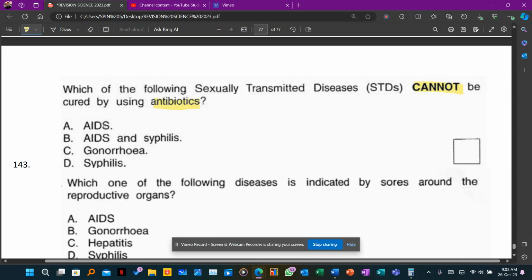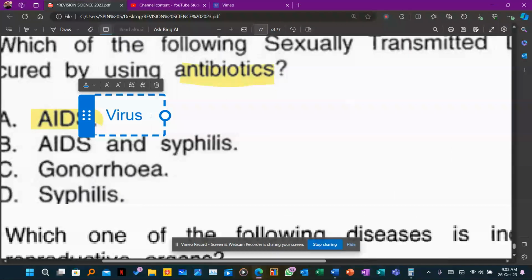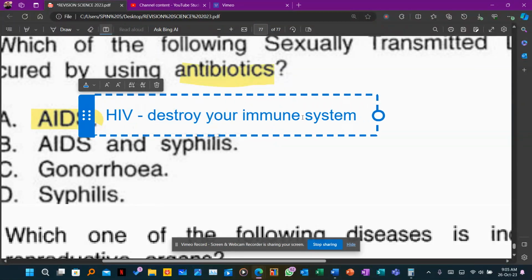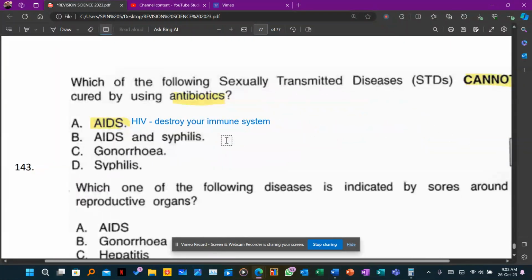Which one cannot be cured using antibiotics out of the STIs? Only AIDS cannot be cured using antibiotics because it is caused by a virus. Viruses will normally be killed by your antibodies, but unfortunately, the virus in this case is HIV, which destroys your immune system. So instead of your immune system killing the virus, the virus killed your immune system instead. That's why HIV is incurable.